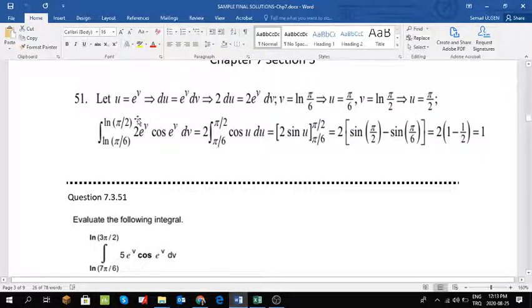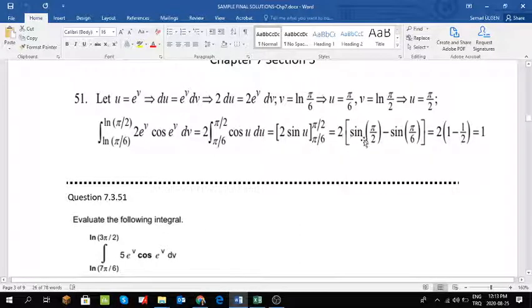Whenever v is ln pi over 2, we put it in here. E to the ln pi over 2 is of course pi over 2. We got these boundaries now. And then the antiderivative of cosine is sine u, and we evaluate from pi over 6 to pi over 2.